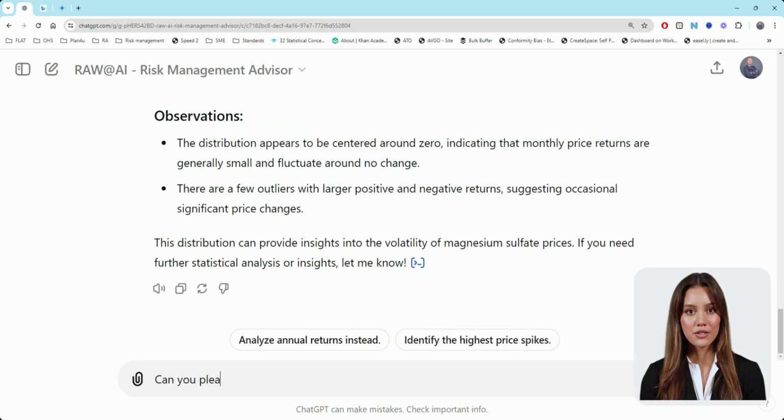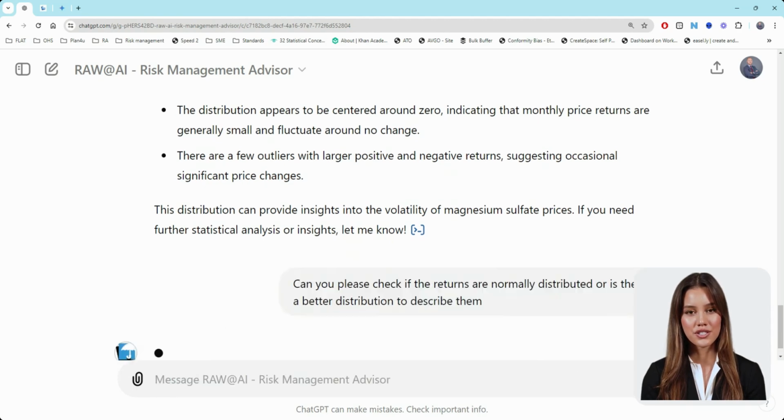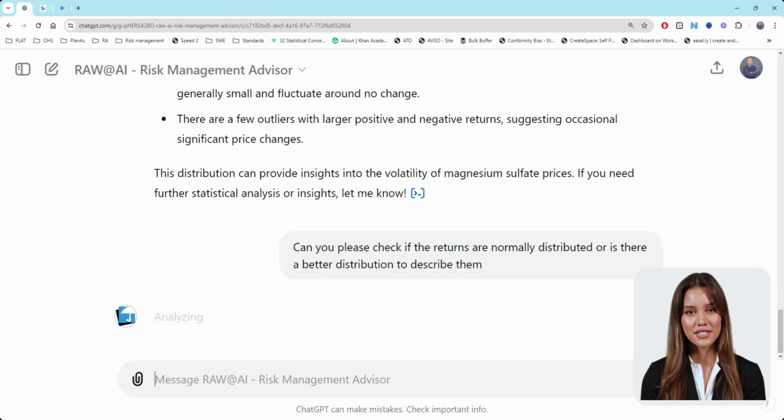Next, we'll ask if the returns are normally distributed or if there is a better distribution to describe them. Our request could be as follows. Can you please check if the returns are normally distributed, or is there a better distribution to describe them? This helps us see if we can simplify the calculations or if we need to be mindful of other factors.